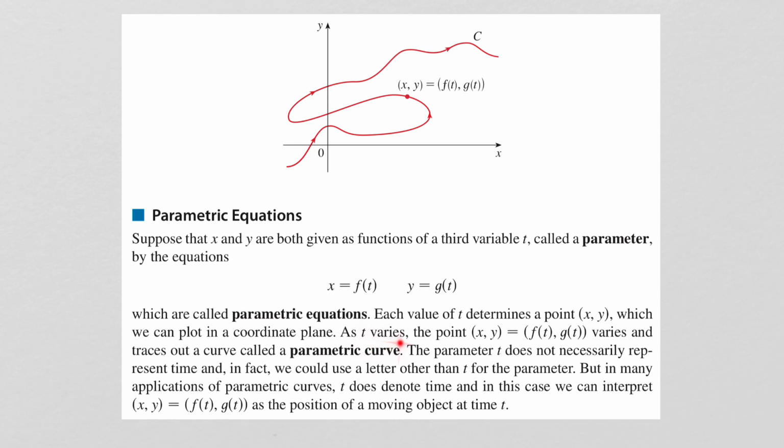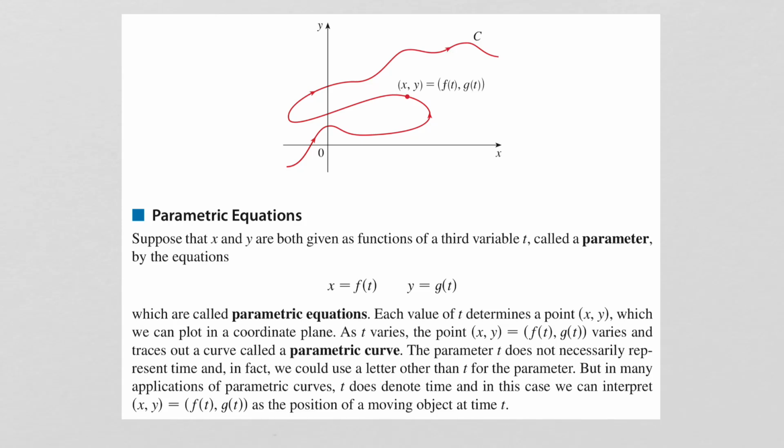So as t varies, or as t changes, the point xy is going to vary and trace out the curve that we typically call a parametric curve. So we don't usually refer to these as graphs or as functions. We tend to call them curves. The parameter t does not necessarily represent time, and we can actually use any other letter besides t, but in many cases t does represent time, and it's one of the reasons why t is our most common parameter.